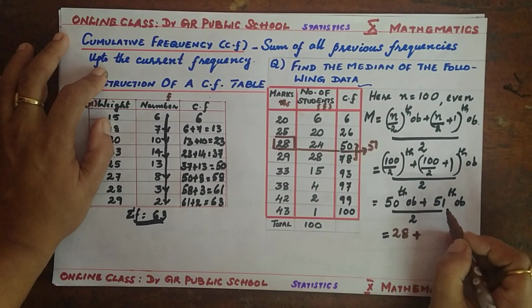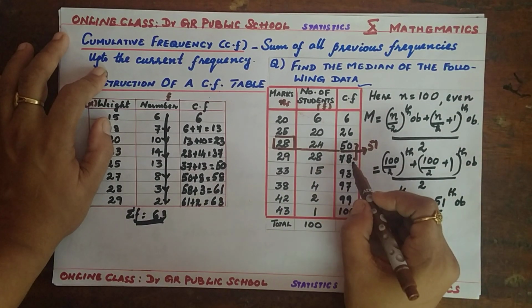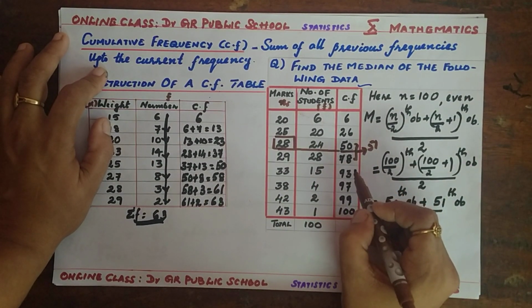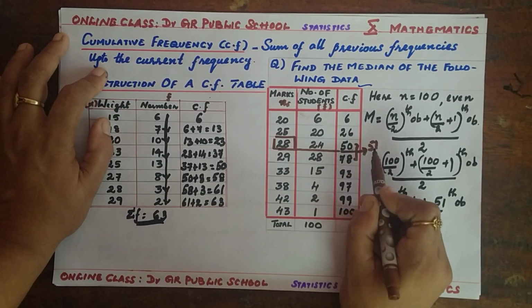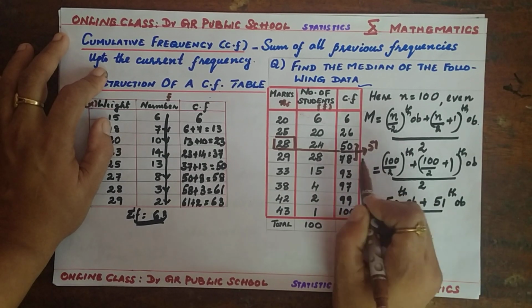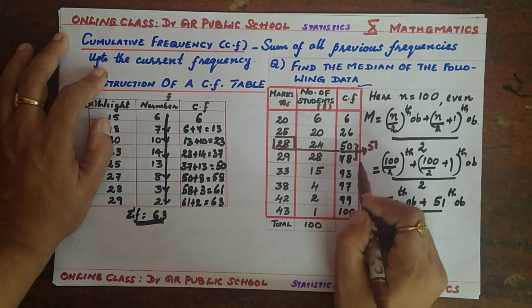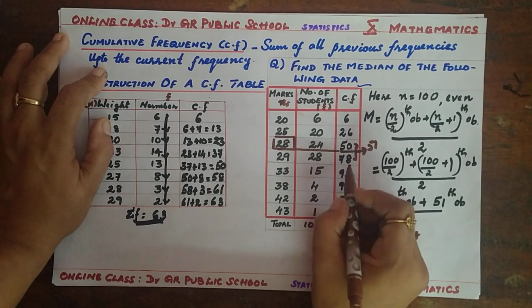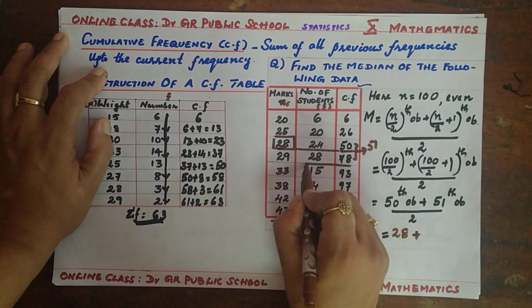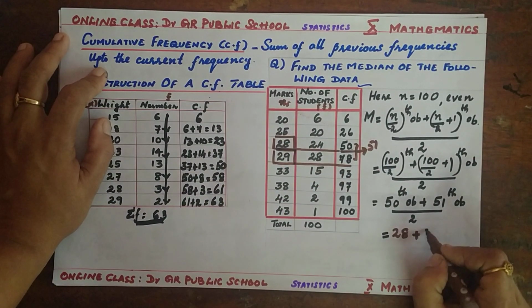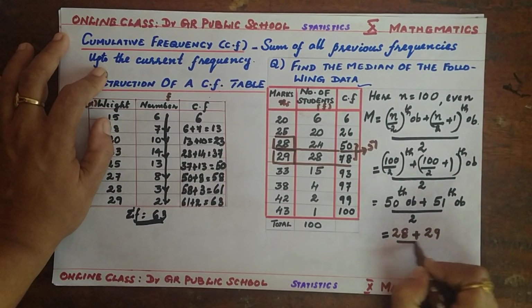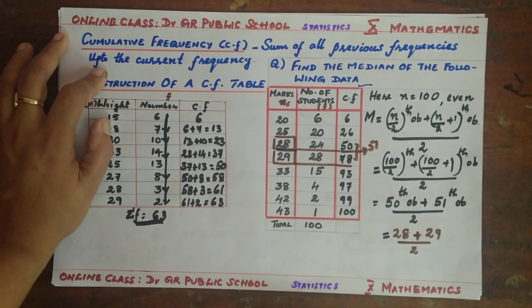So, what is the 51st observation? The 51st observation we need to take in such a way that in the CF column, you need to take the number which is greater than or equal to 51. Don't take a lesser value. A number equal to 51 is not here. So, greater than 51, the number 78 is here. I am going to take the xi corresponding to that, that is 29. So it is 28 plus 29, the whole divided by 2.